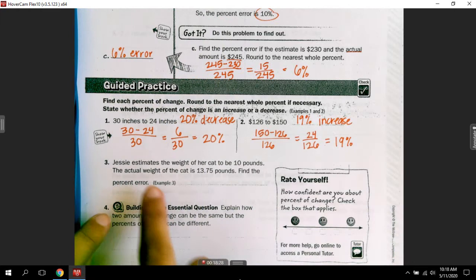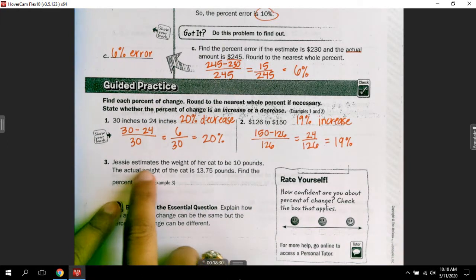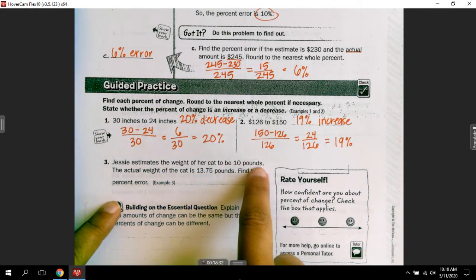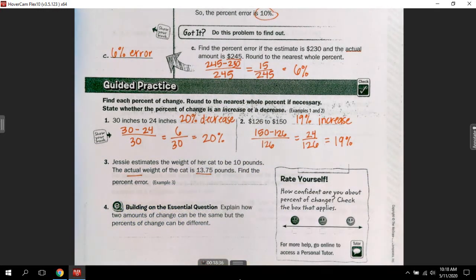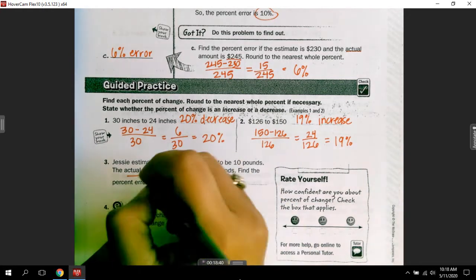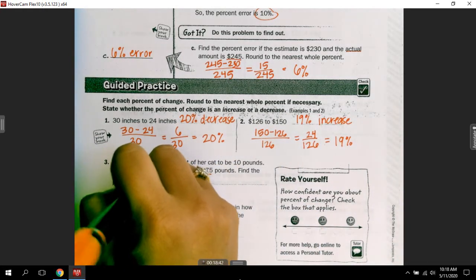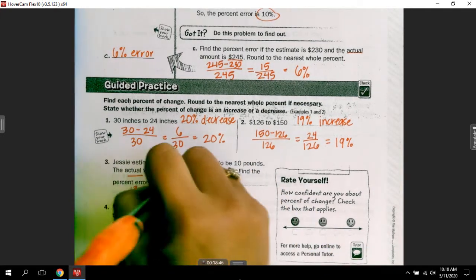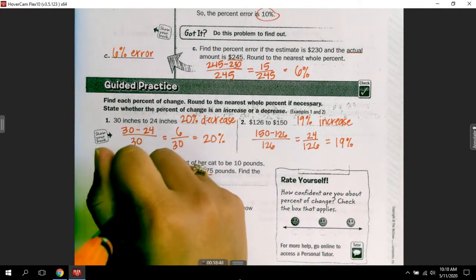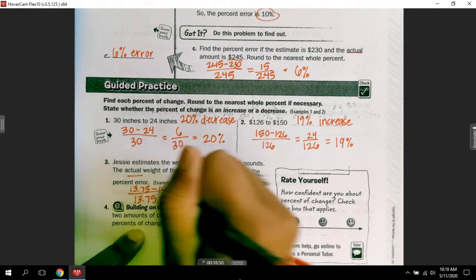And then number 3, we're finding the percent error. So Jessie estimates the weight of her cat to be 10 pounds. The actual weight is 13.75. So remember, actual goes on bottom. So you want to find how much it's changing. So 13.75 minus 10, and then you're dividing by that 13.75 because that's your original, or your actual, sorry.